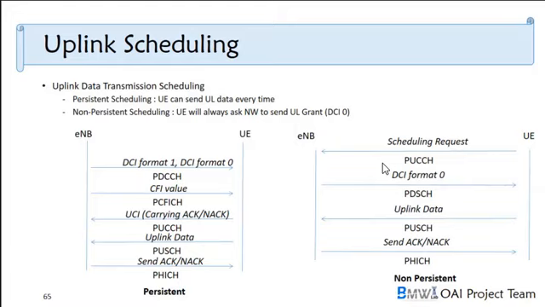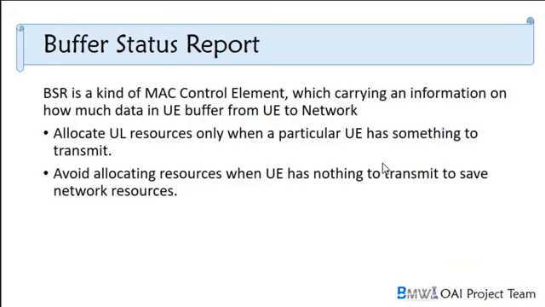Okay, continue to the next slide. So what is the function of buffer status report? BSR is a kind of control element which carries information from the UE to the network on how much data is in the UE buffer. So with the buffer status report, you will get an uplink resource allocated when you want to transmit.